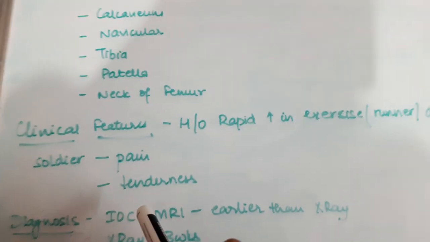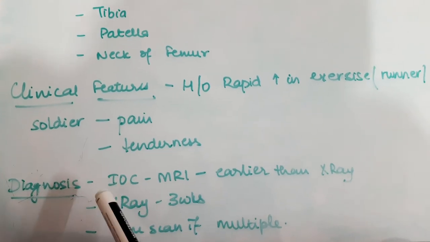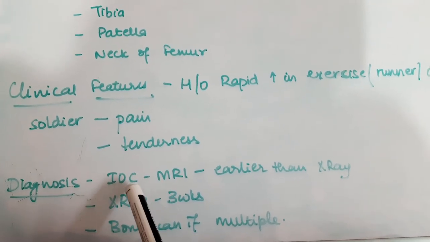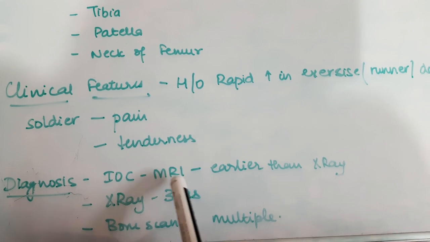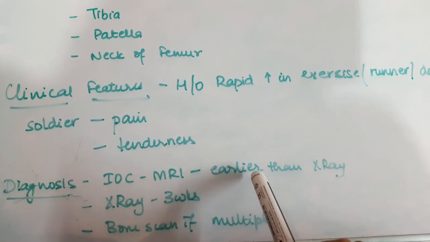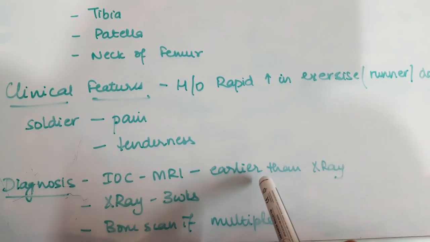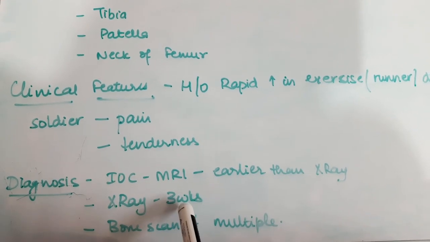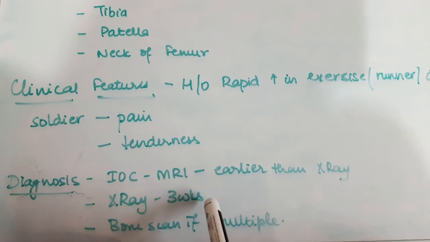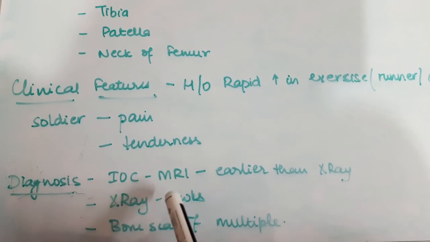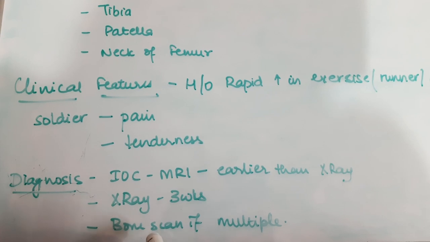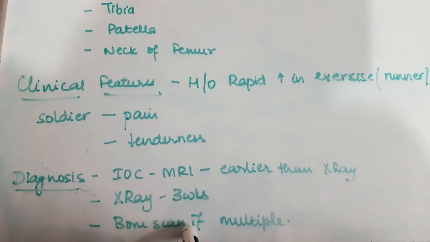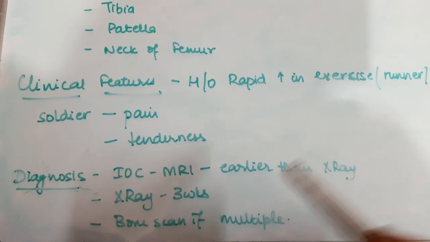For diagnosis of a stress fracture, the investigation of choice is an MRI. MRI shows the earliest evidence of a stress fracture much earlier than an X-ray, whereas an X-ray will show a fracture only after 3 weeks. So fresh fractures will not be shown by an X-ray. A bone scan has to be done if there are multiple stress fractures.